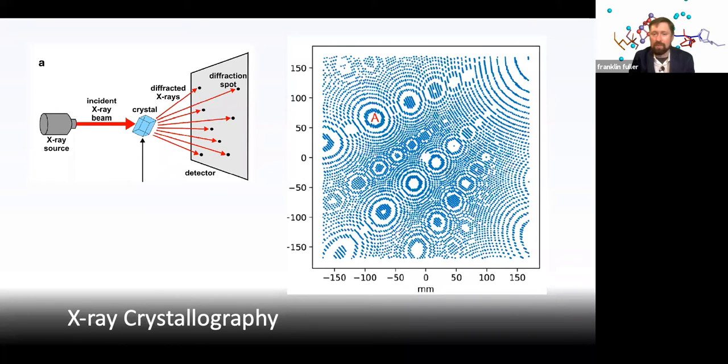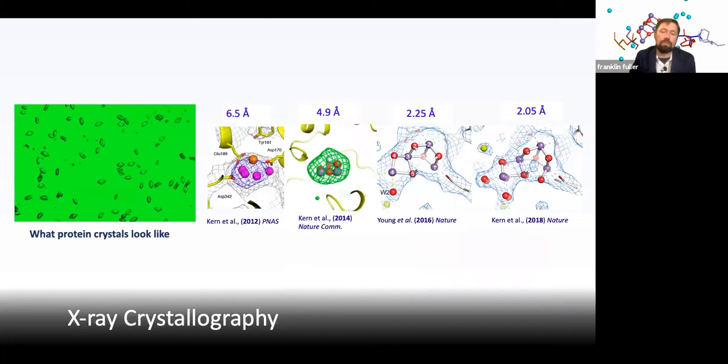structure. So by rotating the crystal around and collecting these different patterns of spots, we can infer the atomic position of all the atoms in the molecule. Okay, so these are what protein crystals look like. They're little tiny things here. These are about 30 microns in size, and 100 microns is about the width of a human hair. So these are maybe a third the size of a human hair across.